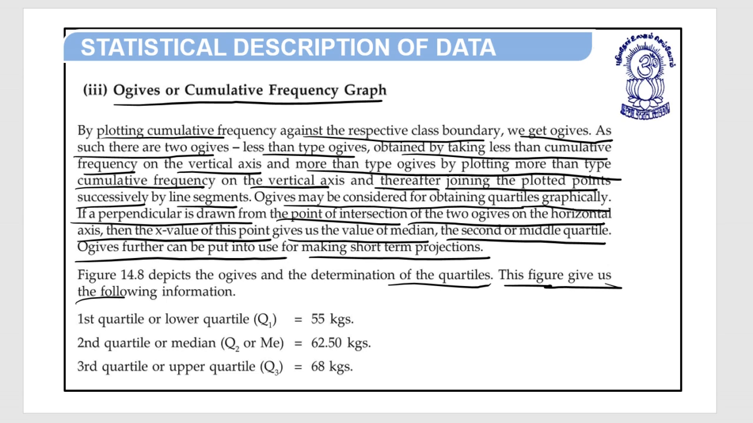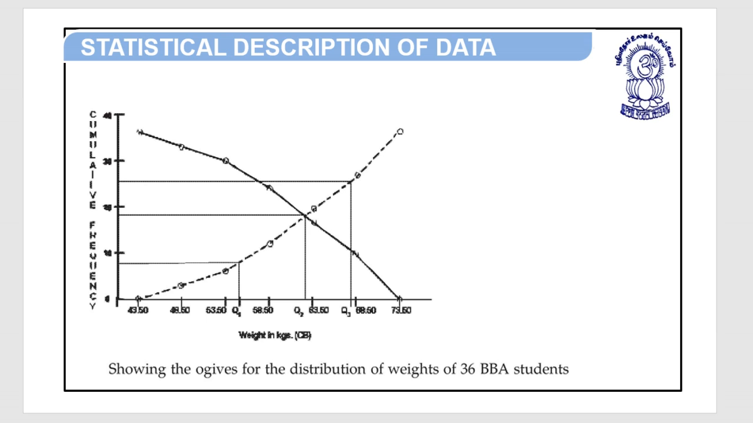First quartile or lower quartile Q1 is equal to 55 kg. Second quartile Q2, or median, is 62.50 kg. Third quartile Q3 is 68 kg. So here we are showing the ogives for the distribution of weights of 36 BBA students.